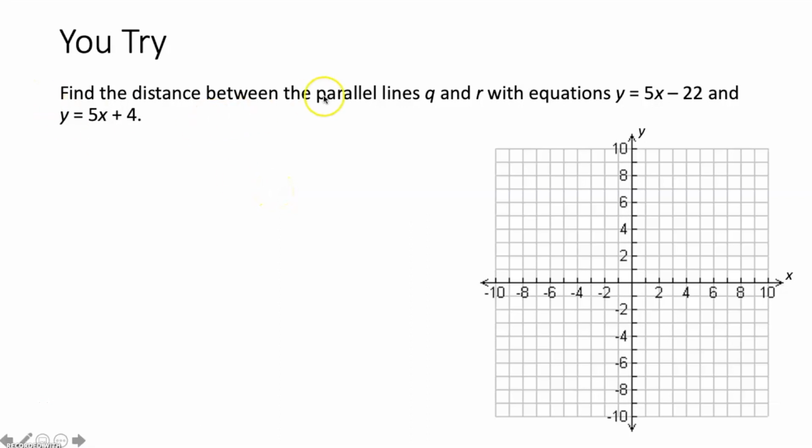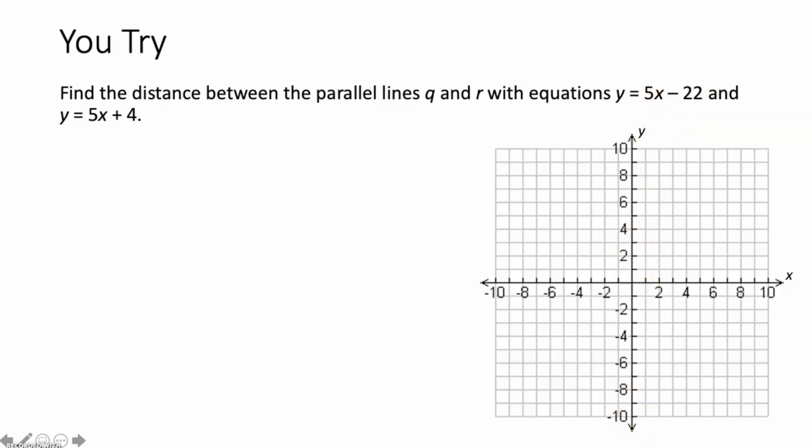We want to find the distance between parallel lines Q and R with these 2 equations. So let's start by graphing these 2 equations. Line Q has the equation y is equal to 5x minus 22. So we start by plotting the y-intercept at 0, negative 22. Oh, that's off the graph. Well, let's imagine this real quick.